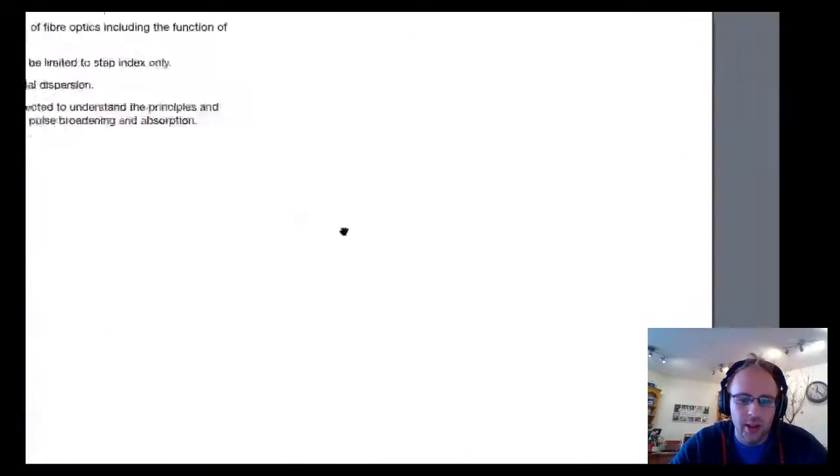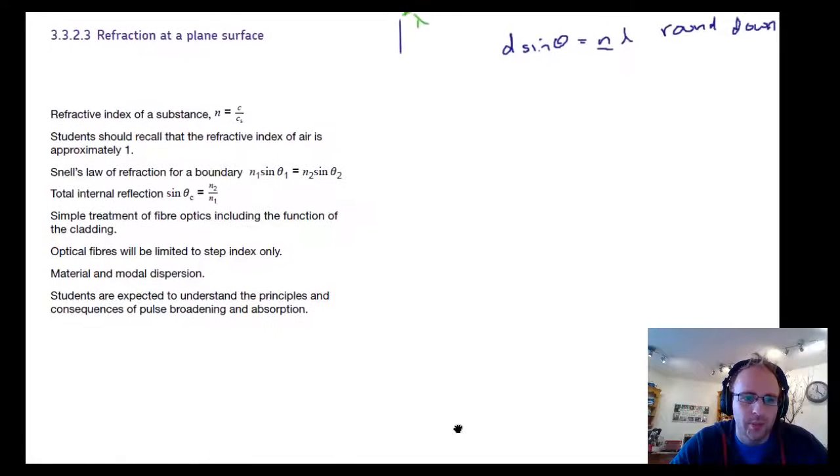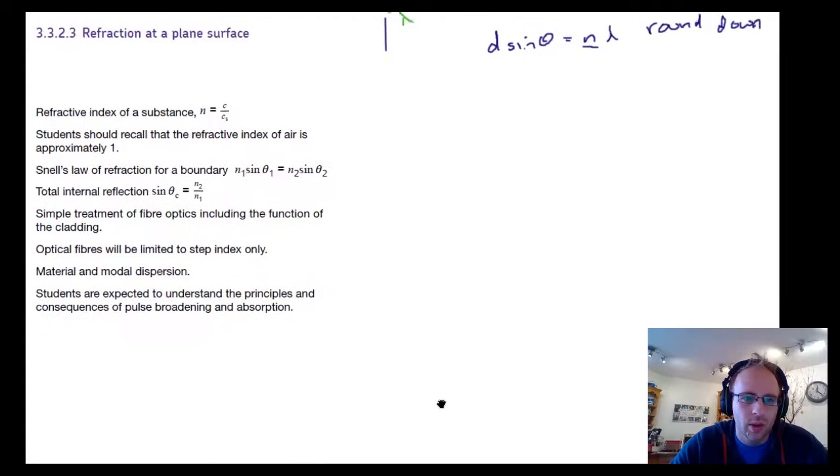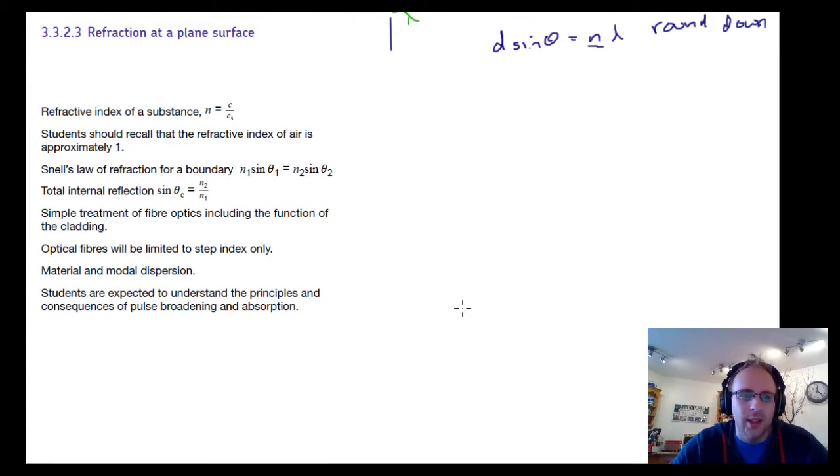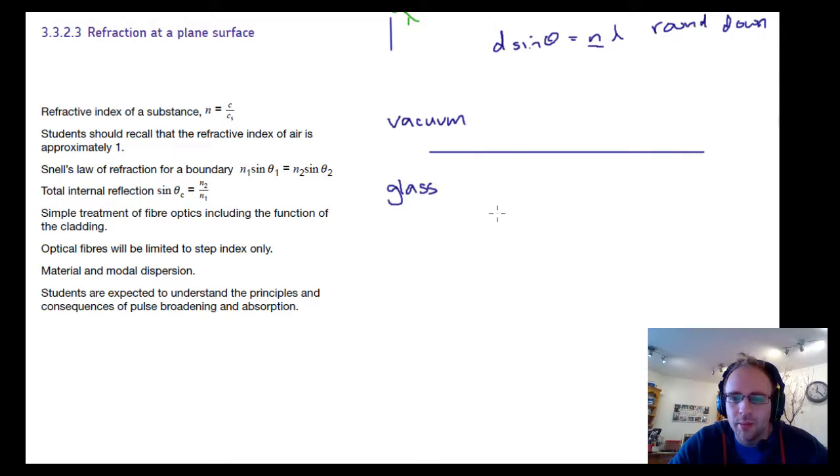Refraction, and our last section. So refraction is the speeding up or slowing down of a wave when it passes from one medium to another. So if I draw a boundary, and let's start simply. That's a vacuum, and that is glass. So this medium here is glass, and this medium here is a vacuum.